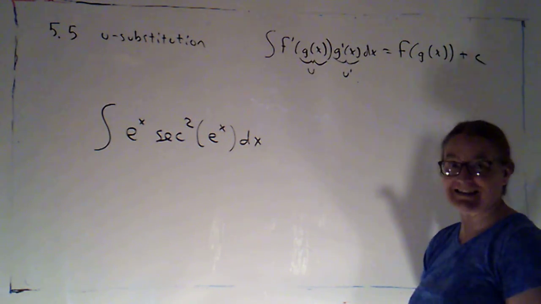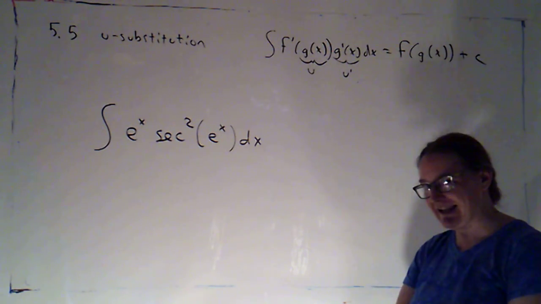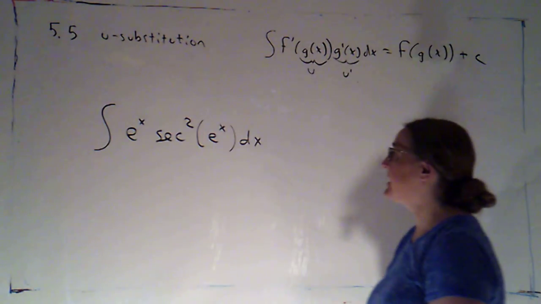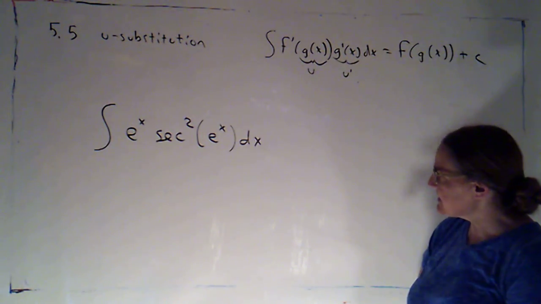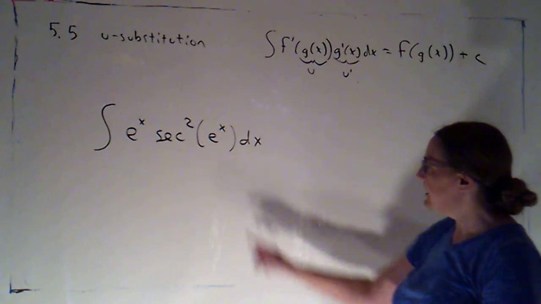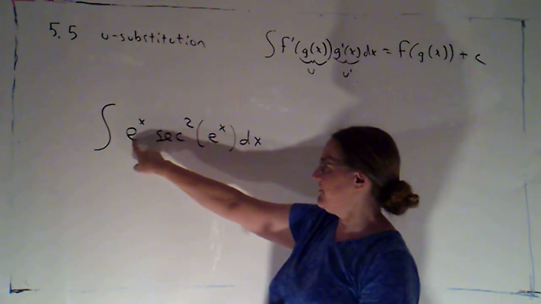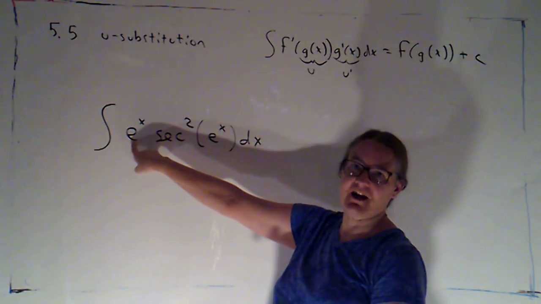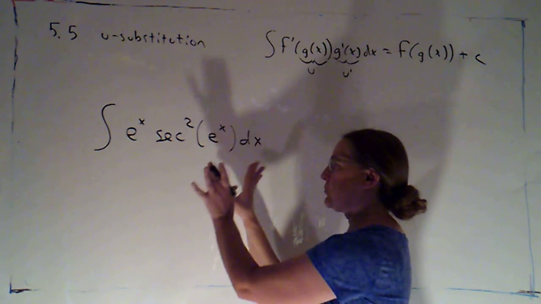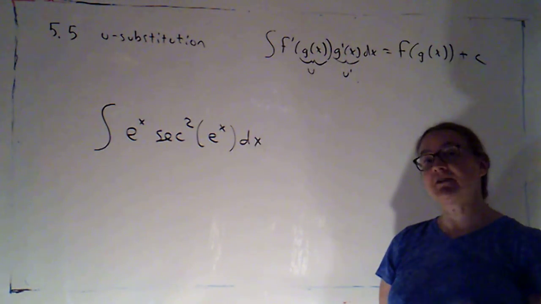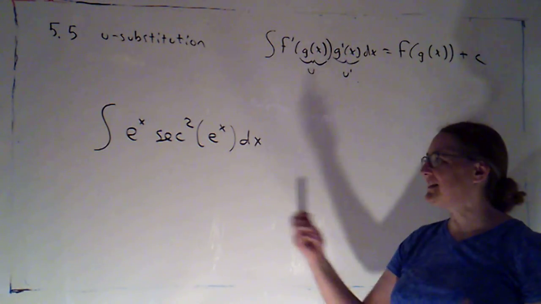That's actually a multi-step composition because I'm plugging e to the x into secant and then I'm plugging that into the squaring function. But if I think of it as just e to the x being plugged into secant squared, then e to the x is my inside part. Its derivative is e to the x, which is the other factor. So this looks like a great setup for a u sub. So I would suggest that you pause the video and give this one a shot.